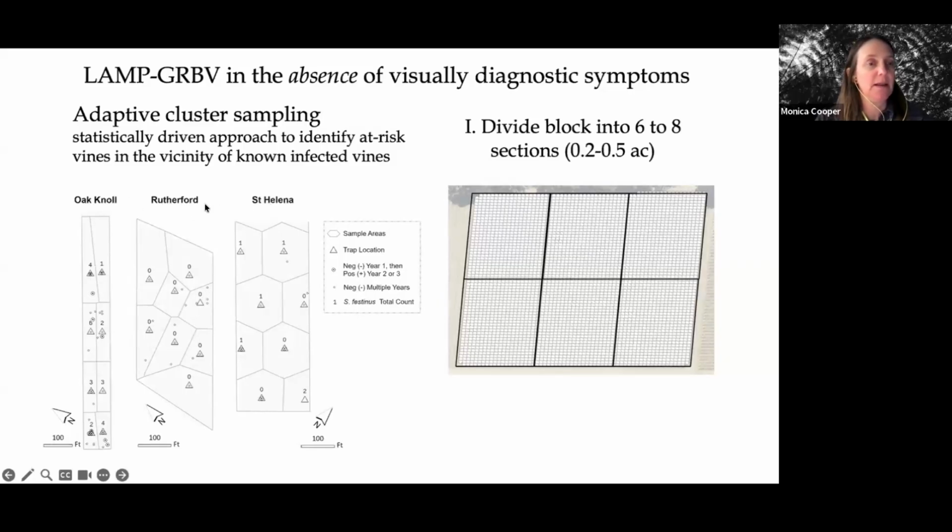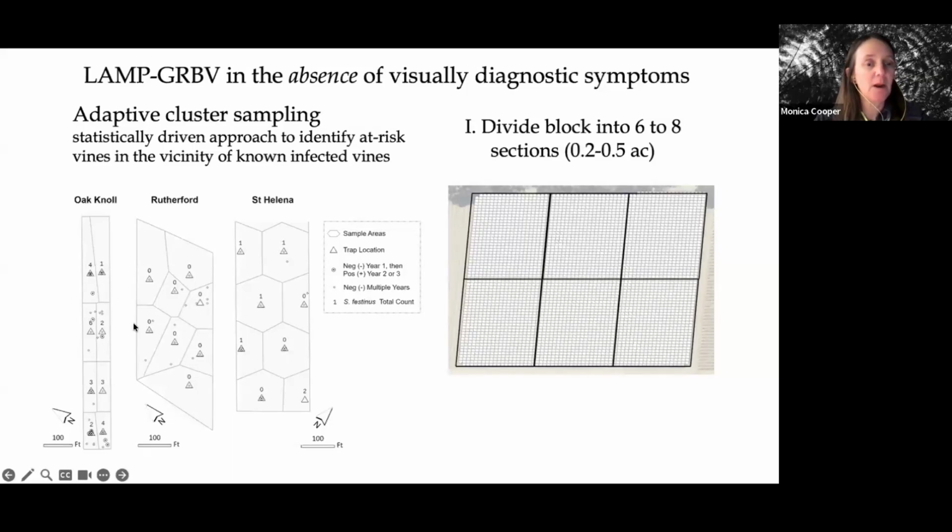And we did that for our research trials in 3 blocks, one in Oak Knoll, one in Rutherford, and one in St. Helena. The Oak Knoll and the Rutherford blocks were Sauvignon Blanc, and the St. Helena block was co-infected with leafroll 3.